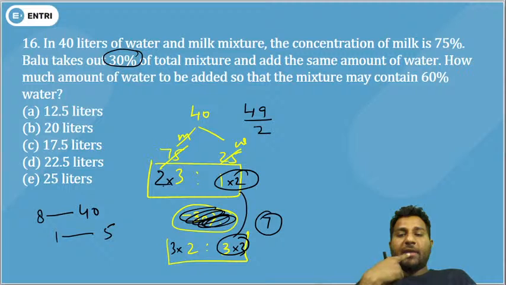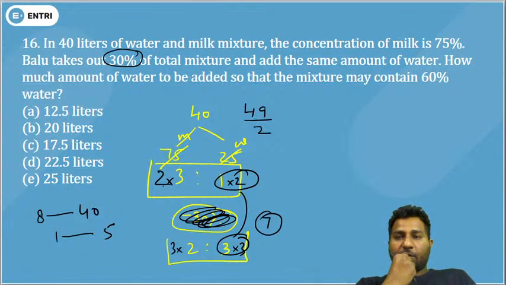Now tell me, have you got the solution? Milk was 75%. Yes. 12.5. Yes, absolutely. Very good. 12.5 is spot on. Very good.